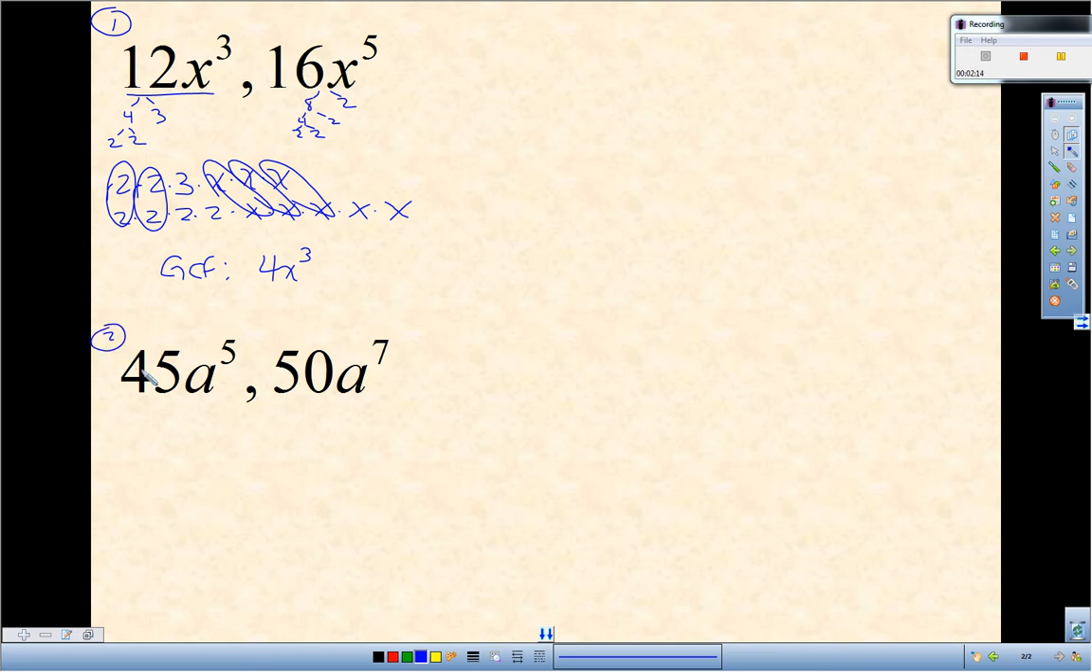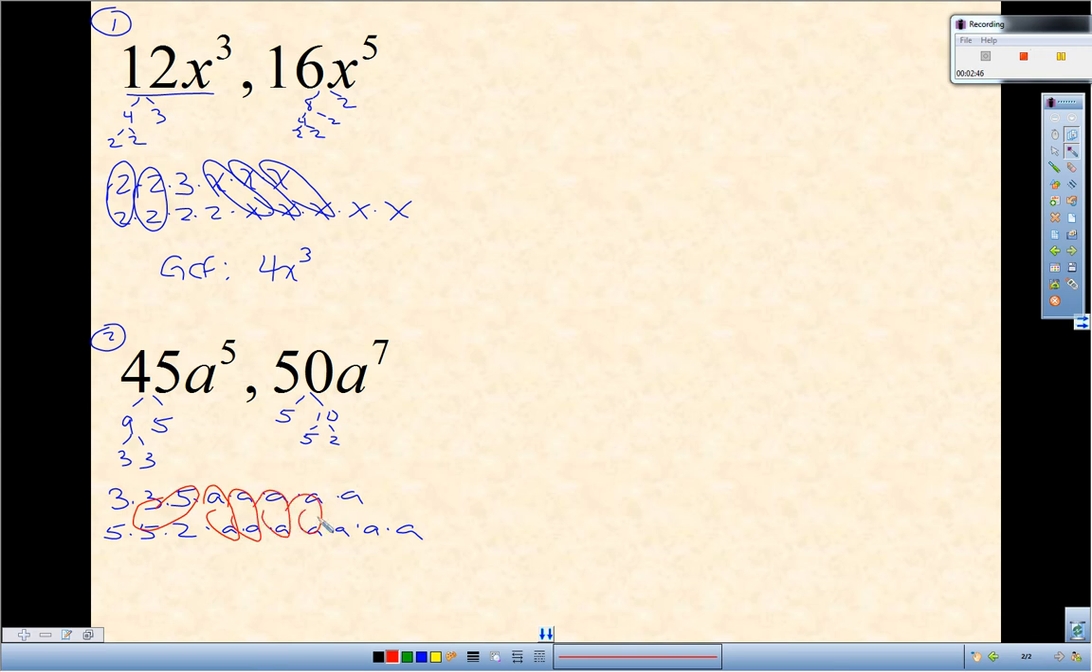Alright, let's take a look at the second one. What about 45a to the fifth and 50a to the seventh? You can break down 45 into 9 times 5 and 9 into 3 times 3. So its prime factorization would be 3 times 3 times 5 times a times a times a times a times a. 50 you can break down into 5 and 10, and 10 into 5 and 2. So its prime factorization would be 5 times 5 times 2 times a times a times a times a times a times a. What do they have in common? Well, they have a 5 in common, and they have 5 a's in common, so its GCF would be 5a to the fifth. Notice that 5 goes into 45, and 5 goes into 50.